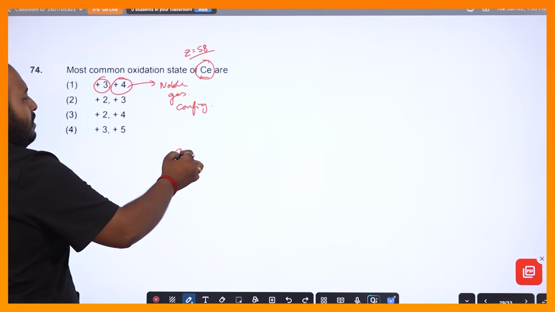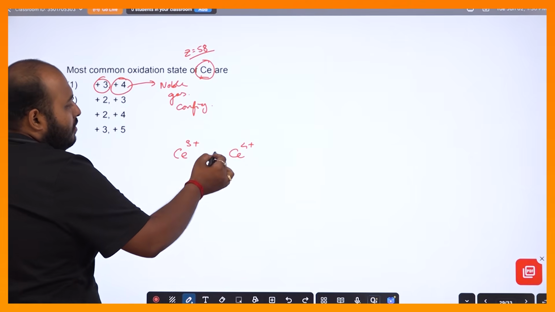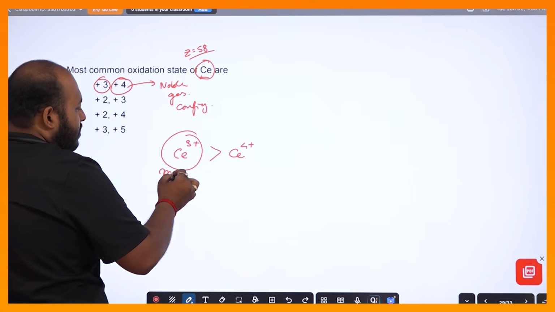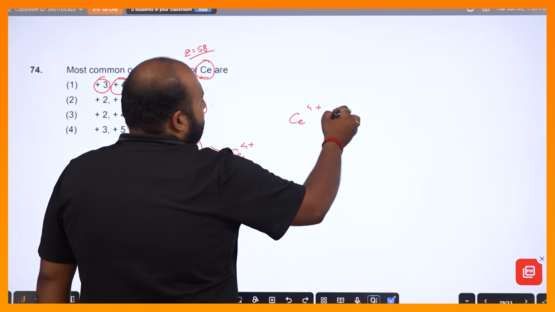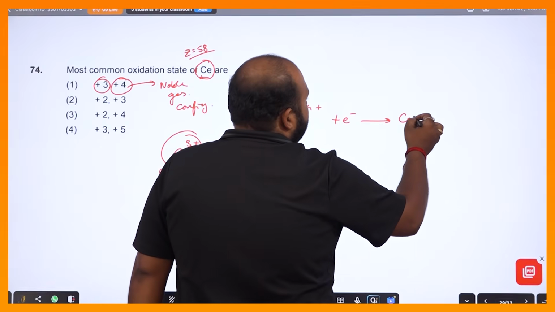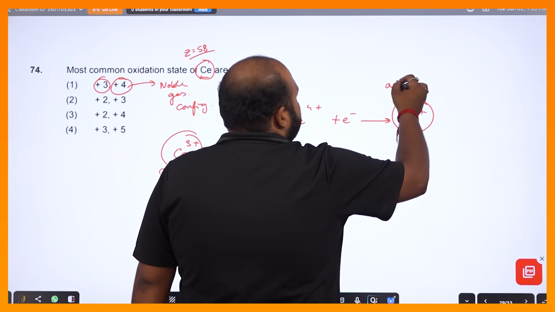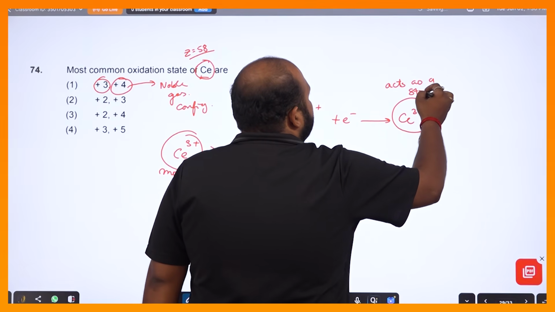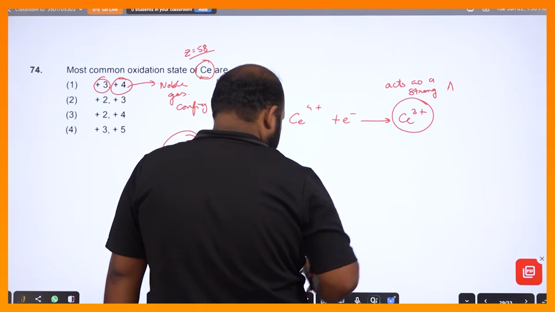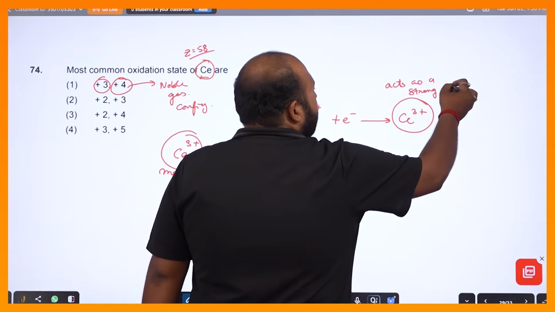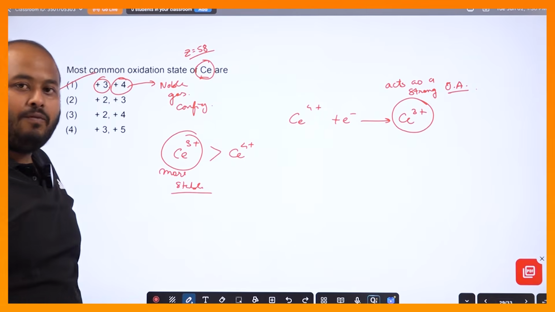Between cerium 3 plus and cerium 4 plus, cerium 3 plus is more stable, remember this also, because cerium 4 plus gains one electron to form cerium 3 plus. So cerium 4 plus acts as a strong oxidizing agent. So the correct option will be option 1.